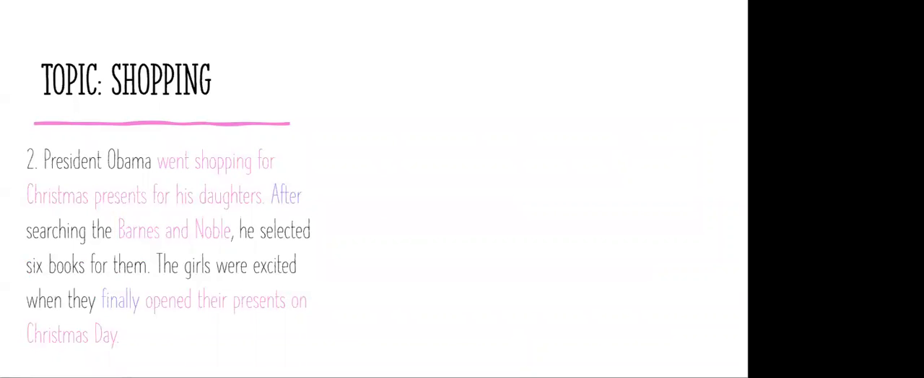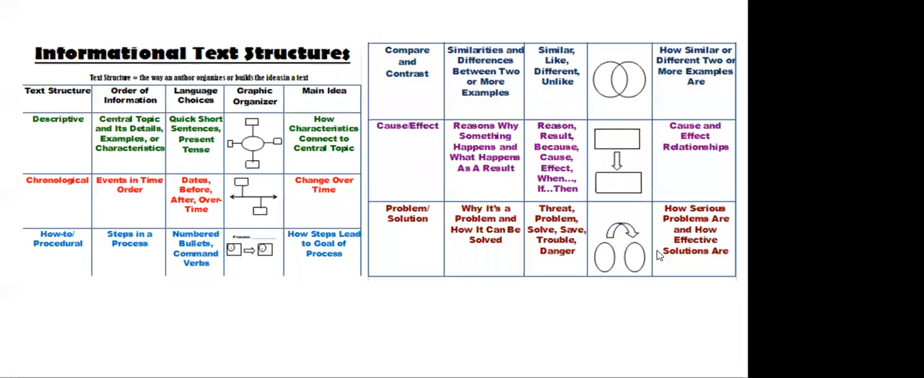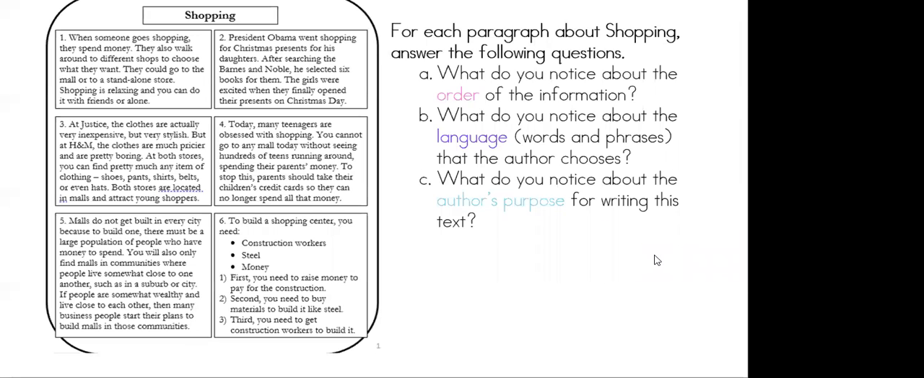Jot down the order of information you see, the language choices, and the author's purpose. Use your text structure poster to help you out. Wonderful. Looking at paragraph 2, what did you notice about the order of information? What did you notice about the language? What did you notice about the author's purpose?